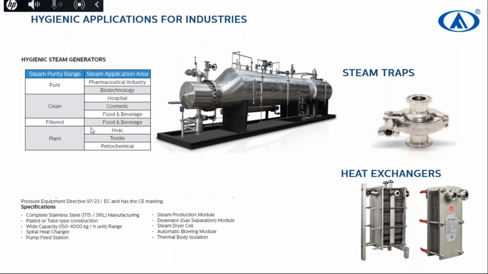But in some cases, you need filtered, clean, or pure steam purity. For food and beverage, in a bakery, to make shinier breads or higher quality breads, they are using steam directly injected to the bread, to the flour. It means you cannot use plant steam because it's harmful to the human body. What you need to do is make it pure with filter or with clean purity range in food and beverage.